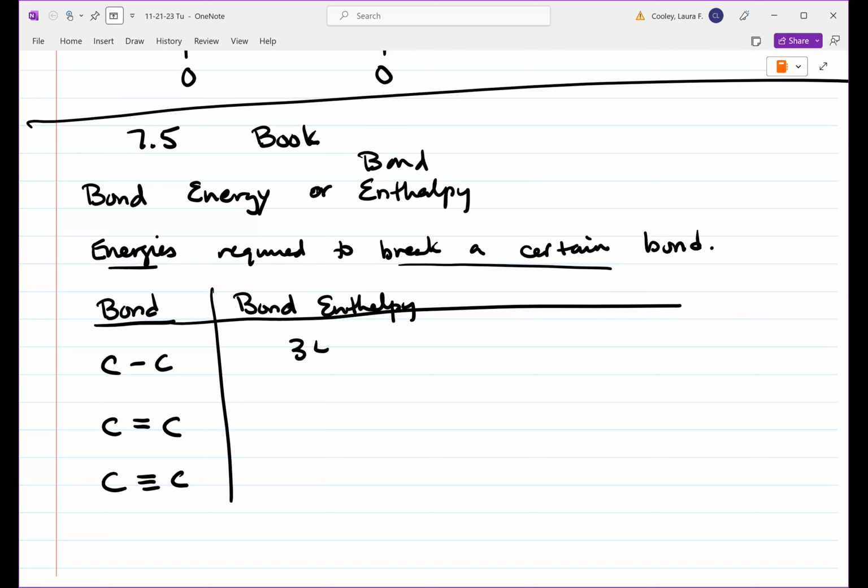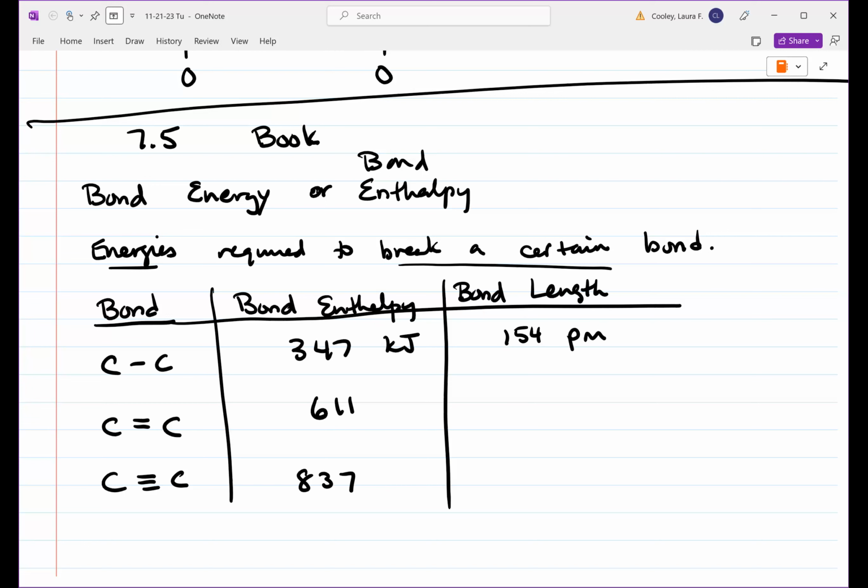For CC it is 347 kilojoules. For the double bond, it's much bigger, as you might imagine. More electrons, more tightly held, and so the bond enthalpy goes up. But another thing I want to tell you is that the bond length is also affected. The weaker bond is the longer bond. So this is 154 picometers, 133, 120. The more bonds there are between two atoms, the more tightly held are the atoms involved in the bond.